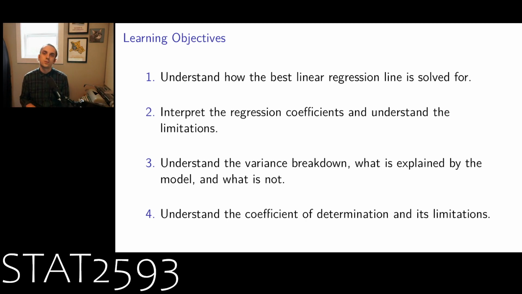We also want to see what we would call the variance breakdown, and so understand where the components of variance are in this model and what these different components mean. Finally, we'll look at what's called the coefficient of determination, and we'll see some of its limitations. The coefficient of determination is a measure that some people like to use to describe how well a linear regression fits. I don't personally like it very much, and so I'll talk about some of the reasons why I'm not the biggest fan of it, but I think it's important to see because it comes up all around.